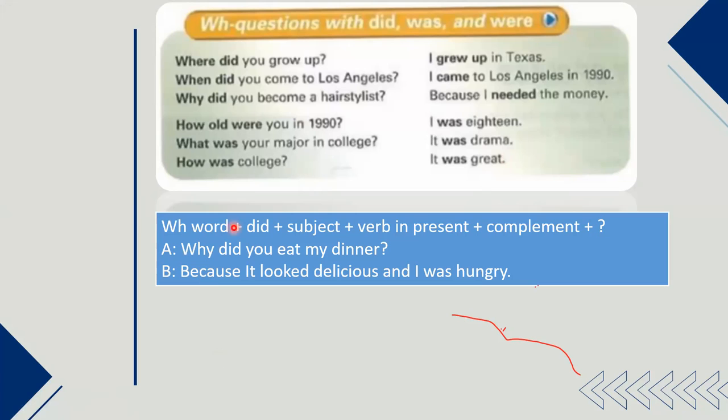So let's see, to make a WH question or an information question, we're going to use this structure: WH word, auxiliary did, subject, verb in present, complement, plus the question mark. So why did you eat my dinner? Look at this question. Why did you eat my dinner? ¿Por qué te comiste mi cena? Because it looked delicious and I was hungry.